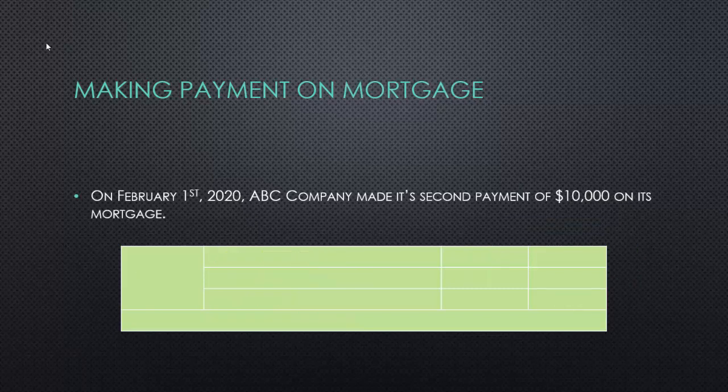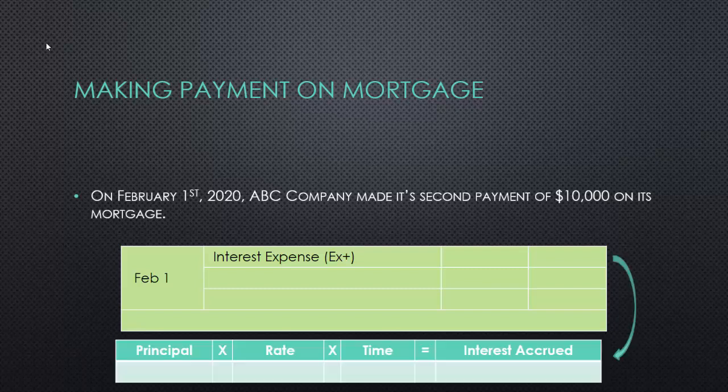We are going to make our second payment of $10,000 towards our mortgage. Setup for this is incredibly similar. Only difference being our debit this time is going to be the interest expense. We're assuming the ABC Company only puts adjustments on its books at the end of the year, which means we didn't have any liability sitting around at this time, so we're just going to debit interest expense using the same formula that we had before, principal times rate times time.